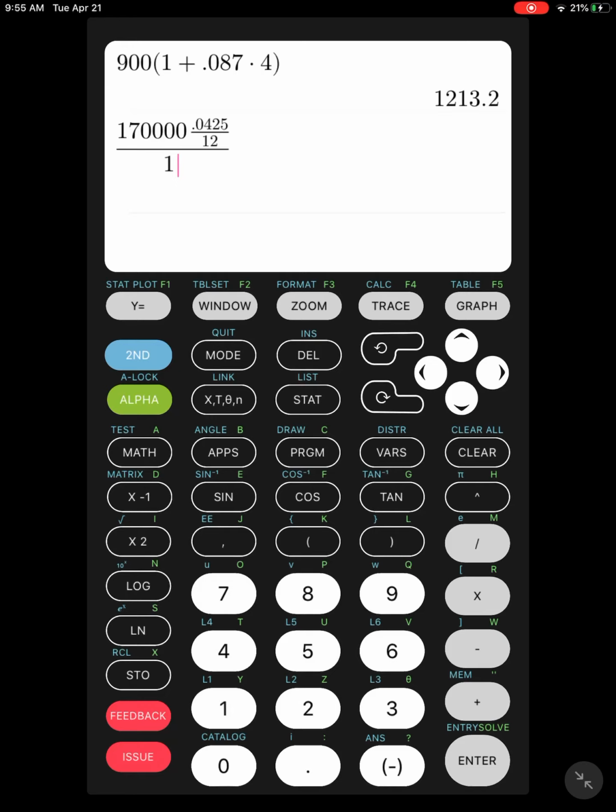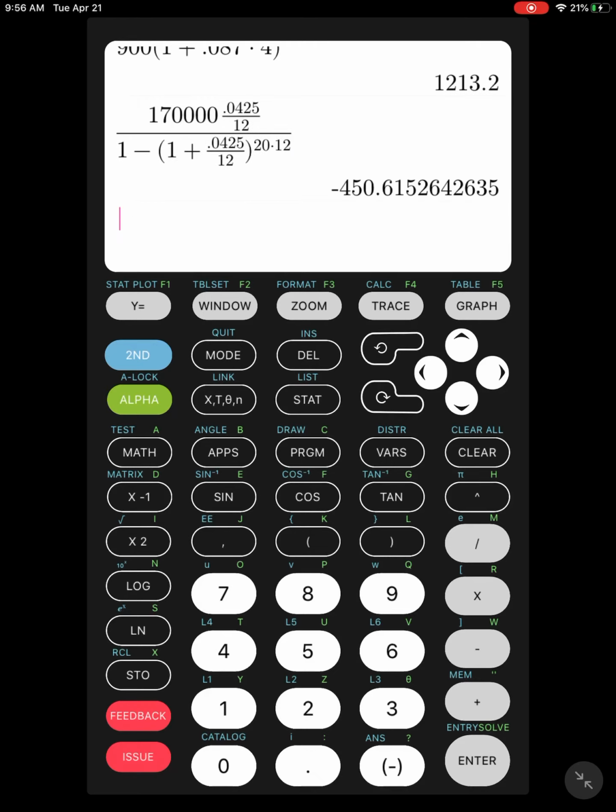Now I go to the bottom. So I have 1 minus, 1 plus a new fraction, 0.0425, arrow out, close the parenthesis, and then I'm going to raise it to the power of, so that's the little caret underneath the clear, and then I'm going to put 20 times 12, and there's my, oh, what did I do? I did something wrong. Oh, it's supposed to be a negative. Let me go back up and grab it.